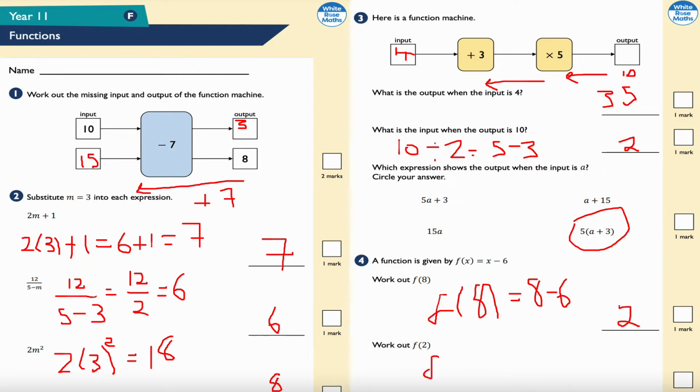Okay, the next part, f of 2, well again it's just replacing x with 2. So I have 2 take away 6. So I start at 2 take away 6. I'm going to get negative 4.